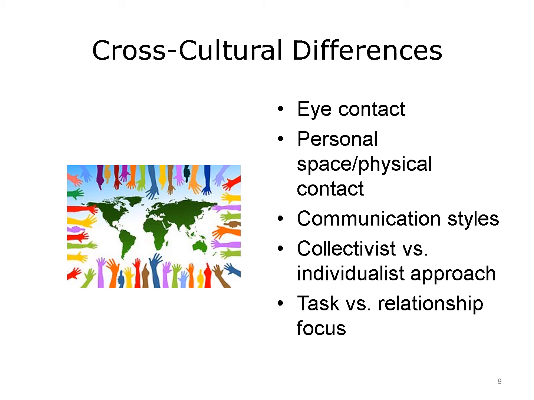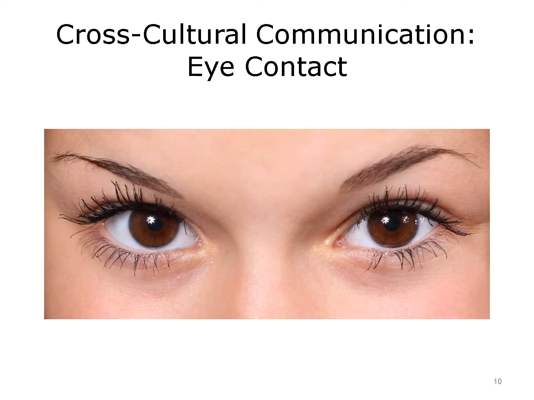Some common areas of difference include eye contact, personal space, physical contact, communication styles, collectivist versus individualist approach, and task versus relationship focus. Cultural norms for eye contact differ across cultures. In the United States and much of Europe, direct eye contact is expected when people are talking to each other. Absence of direct eye contact during a conversation is often interpreted as lack of interest, lack of confidence, or lack of forthrightness. In many Asian and Latin American countries, extended eye contact could be interpreted as confrontational.